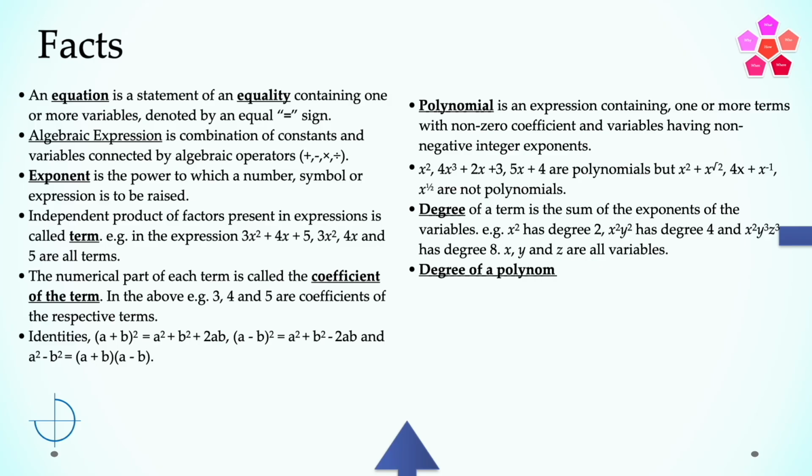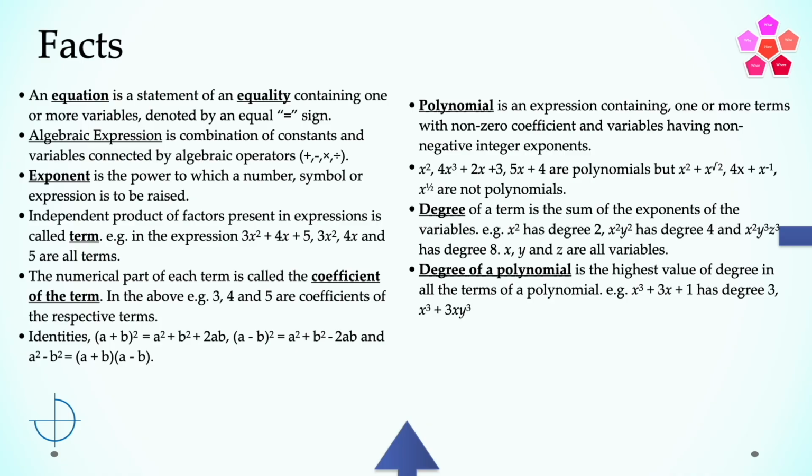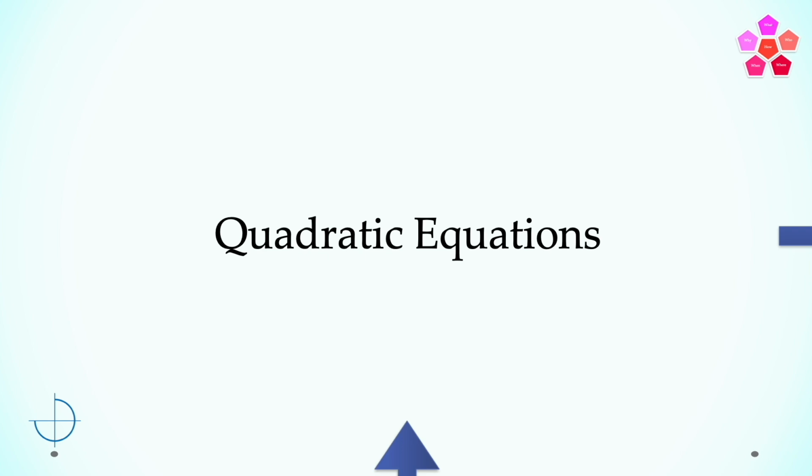Degree of a polynomial is the highest value of a degree in all the terms of the polynomial. Example, x cubed plus 3x plus 1 has a degree 3, whereas x cubed plus 3xy cubed plus 1 has a degree 4, where we have again the assumption that x and y are variables. Algebraic expression and algebraic equation are very different terms. So I hope that you understand there is a lot of difference when we use algebraic expression or we suggest algebraic equation. So let's start our journey of quadratic equations.